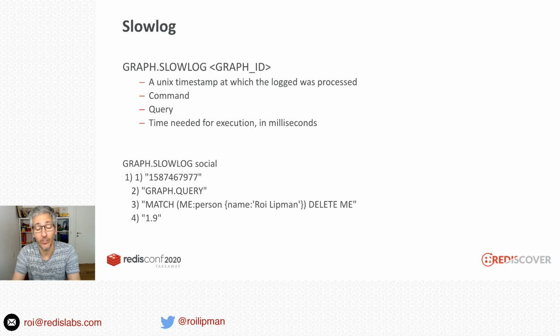The result would be an array of 10 entries, one for each query, if you indeed have 10 different queries. And each entry is composed of 4 different fields. The first one is just a timestamp in which the log was taken. The other one is the command that was executed. In most cases it would be graph.query. Then the query itself, and lastly, how much time it took that query to run.